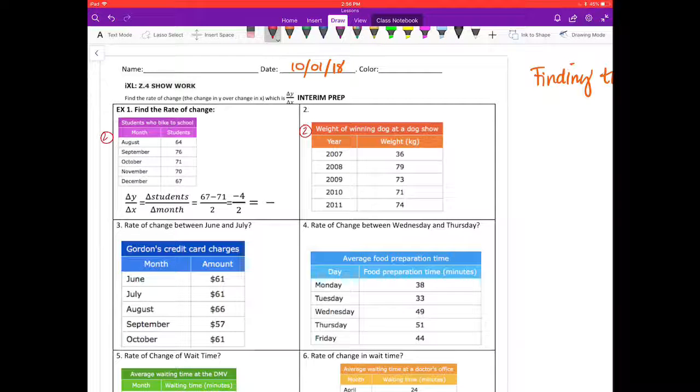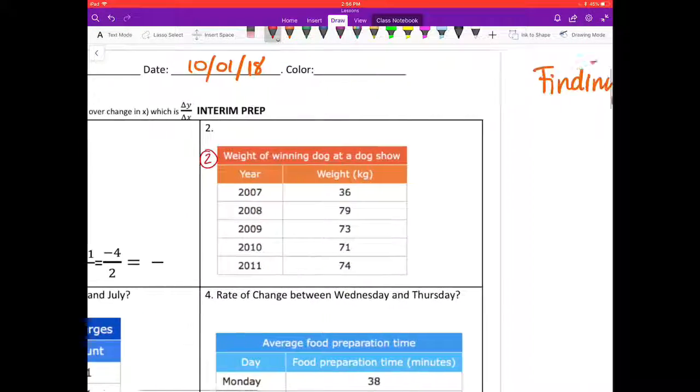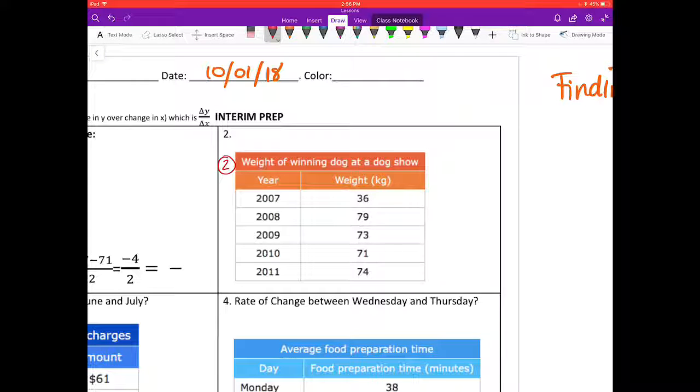All right. So we started with this idea. Okay, so the story here is, what is the weight of a winning dog at a dog show? Okay, so we have a dog show and we want to know what the rate of change is. So think of this, right? That means change. First of all, I know that this is y and that this is x. And if that's y and that's x, obviously it's changing, right? It's changing. But I want to know by how much. So this is going to be called the change of x, and this is going to be the change of y.